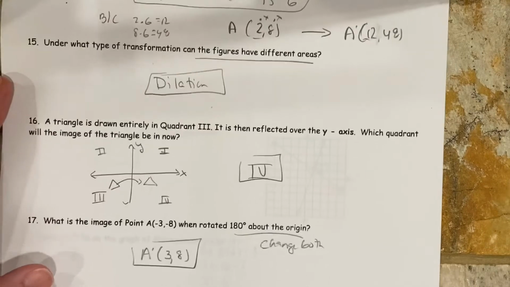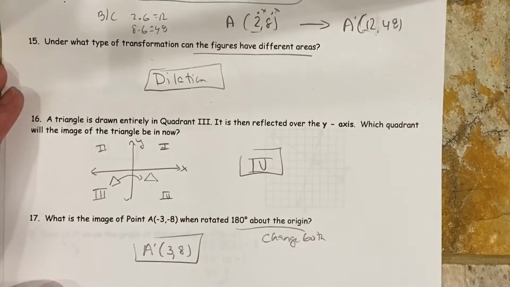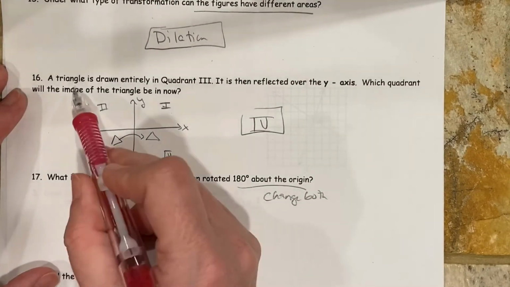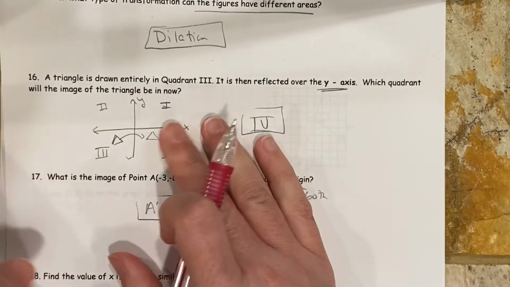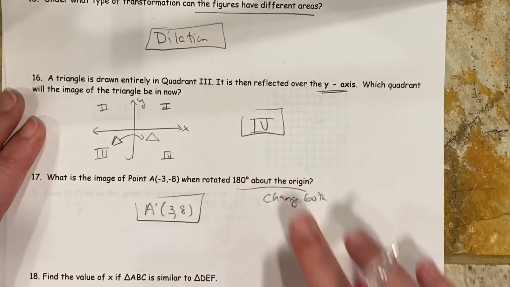All right, 15. Under what type of transformation can you have different sizes? This all means is sizes be different sizes. That's going to be dilation. 16. A triangle is in quadrant 3, so that's right here, reflected over the y-axis. So you want to fold it this way. It's going to go over into quadrant 4.